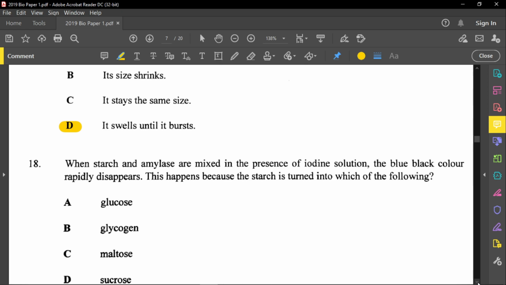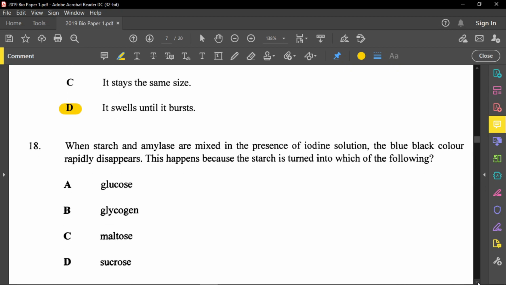Question number 18 now reads, when starch and amylase are mixed in the presence of iodine. So just hold a minute right here. Remember now, iodine will change to blue-black in the presence of starch. But now amylase is there, so amylase is going to play a key factor. Place amylase with the starch, and they say the blue-black color rapidly disappears.